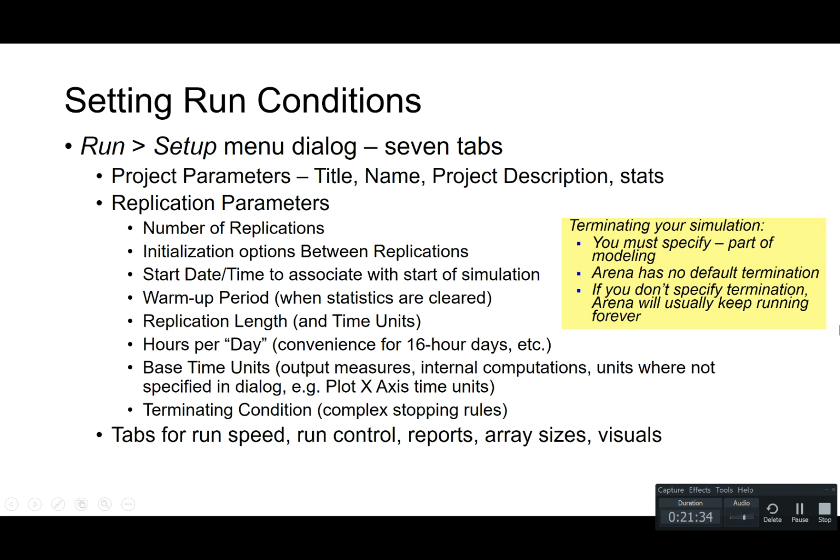Setting the run conditions. Under Run and Setup, this is where that model option lies. This is where you enter in project parameters and replication parameters, all the basics within your project or within your model that you need to simulate. There are different tabs for speed, run control, reports, array sizes, and visuals so that you can run the model very quickly, or if you want to watch it visually as the model runs.